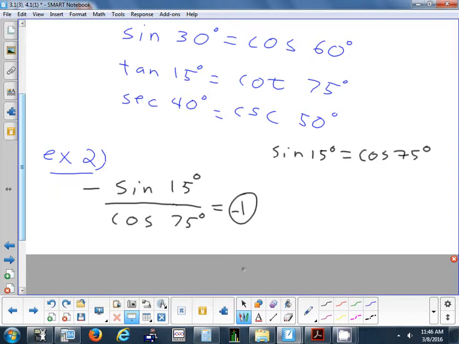Okay, any question on that one? Okay, so it's a very special problem for it to work out like this. The angles have to add to 90, and these have to be cofunctions. If it was sine of 16 divided by cosine 75, I can't do it. Okay, I need a calculator.